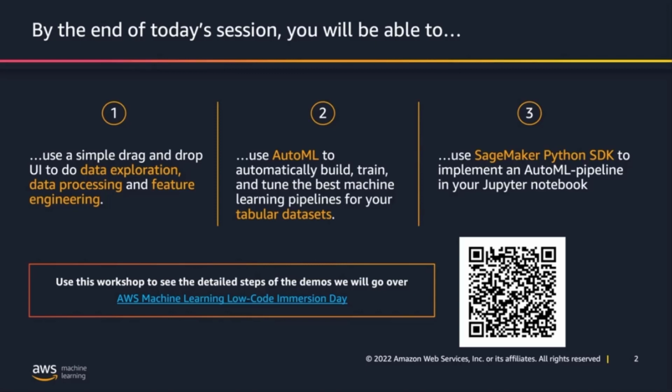And the third topic, I'm going to show you how to leverage a SageMaker API or SageMaker Python SDK to programmatically implement all AutoML steps in your notebook or your machine learning pipeline.